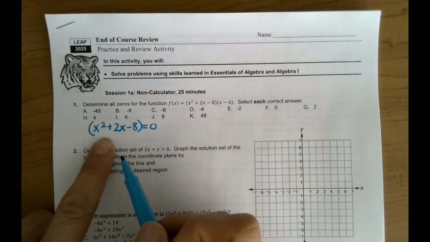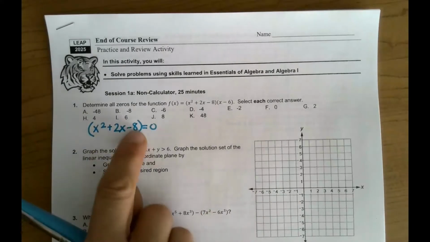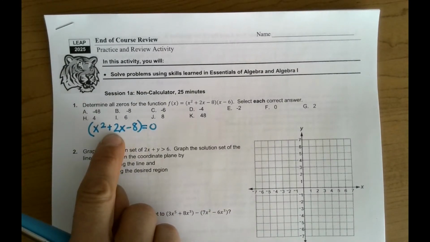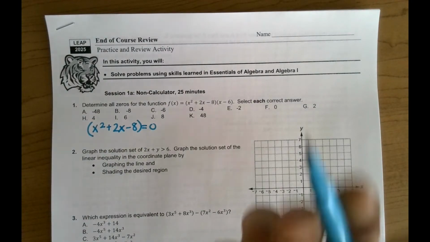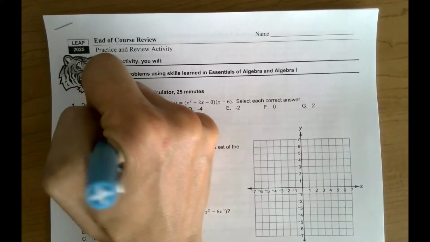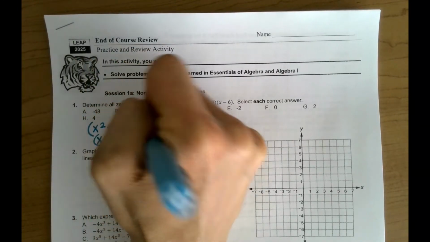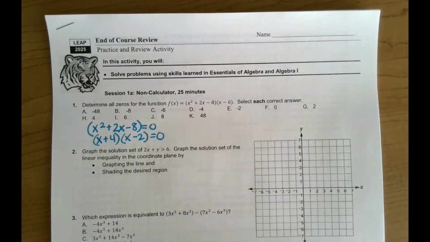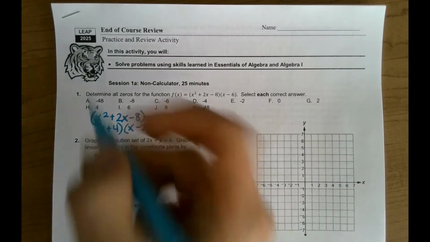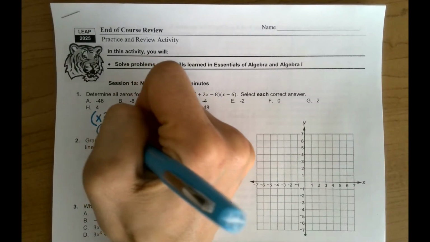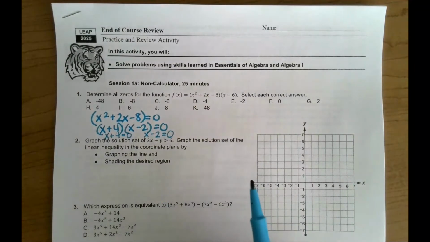Now I need to factor this. So I need to find factors that multiply to negative 8 and add to positive 2. That would be 4 and negative 2. So it would be x plus 4 times x minus 2 equals 0. Now I need to set each of these equal to 0. So x plus 4 equals 0 and x minus 2 equals 0. And then I would solve for x using the inverse.